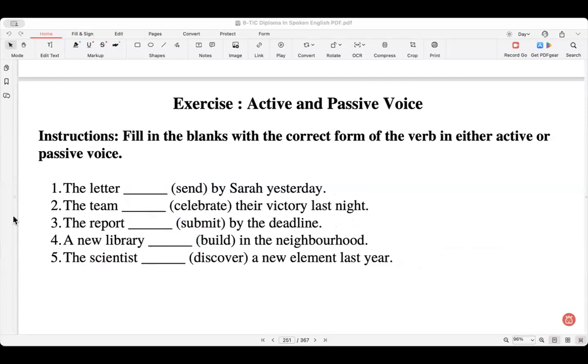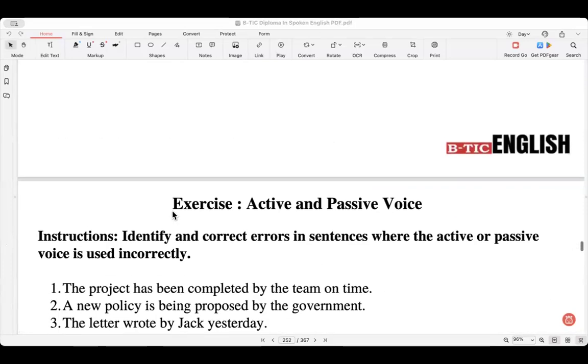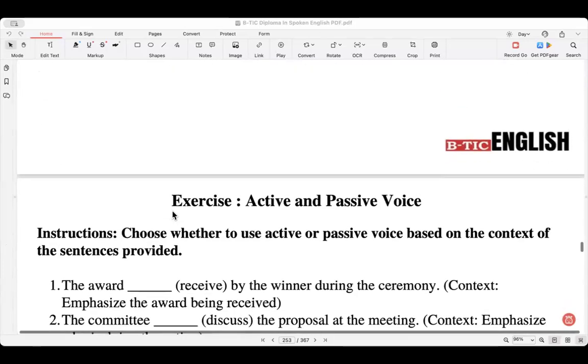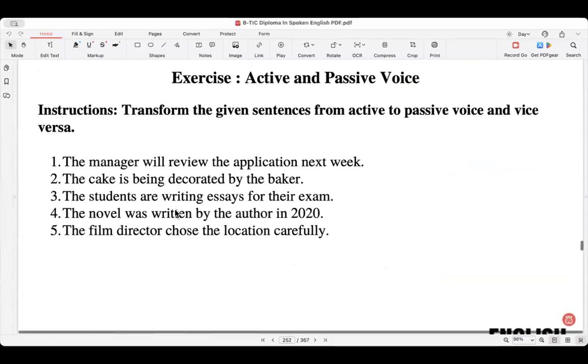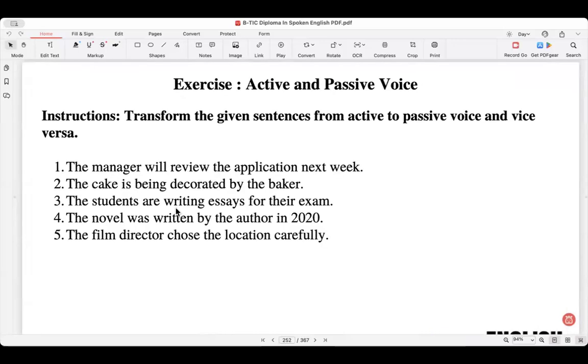Oh, sorry. Did you write the correct answers? Yes, miss. I corrected. Let's move to the next one then. You have to do a lot of questions, then you will be able to understand. Right. Do this one now.